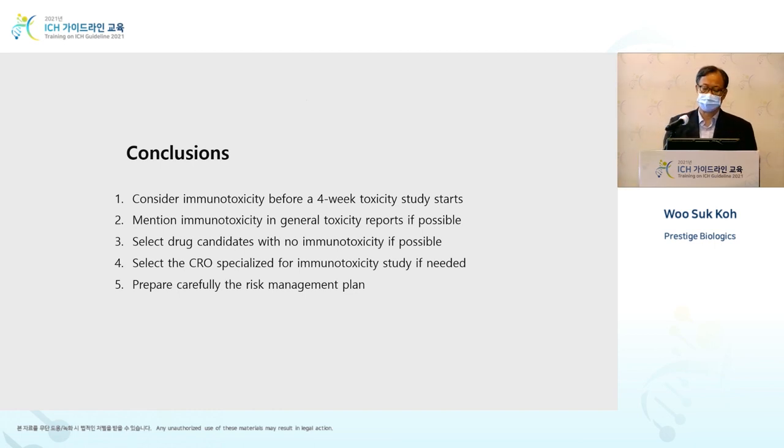So the sponsor needs to talk about it. And of course, if there is no immunotoxicity, it would be great for people who are involved in the non-clinical stage. But if you have to do the immunotoxicity study, then we need to select a specialized CRO for immunotoxicity study. And also, at the end of the day, all these studies need to be well described in the risk management plan. Immunotoxicity can be present, but still we can develop a drug. So what we have to do is to describe well the overall scheme and how we can manage the risk in the risk management plan.